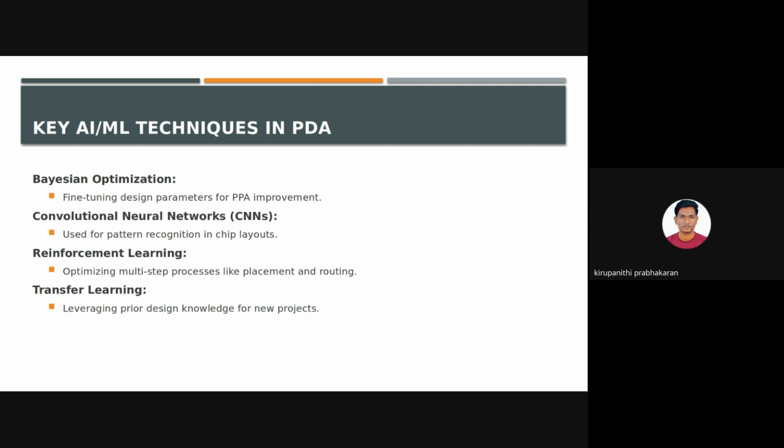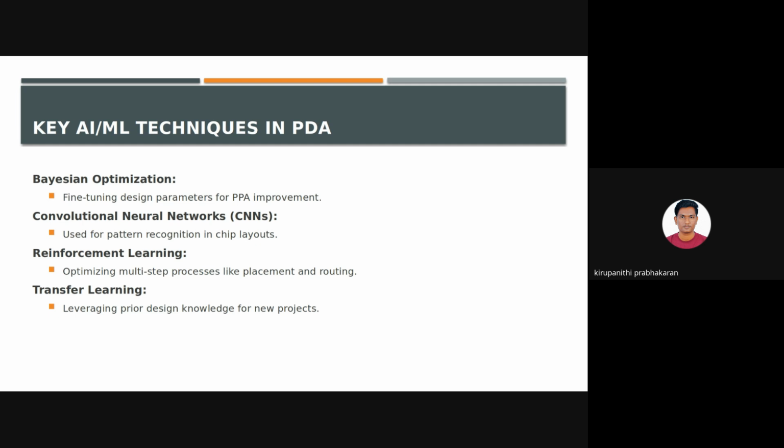Reinforcement learning. Reinforcement learning is the AI technique that optimizes the multi-step decision-making process by learning from interaction with the environment. It is used to optimize the flow of processes like placement, which involve many sequential decisions. That's how it works.